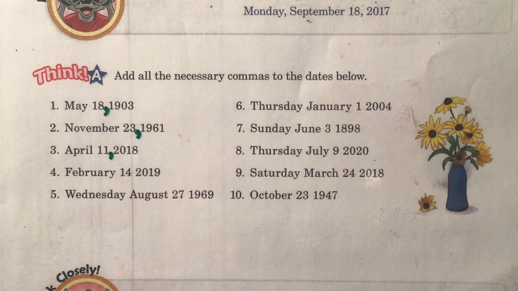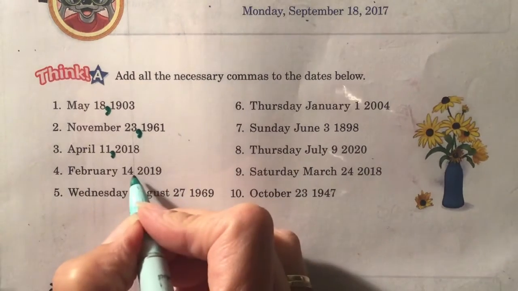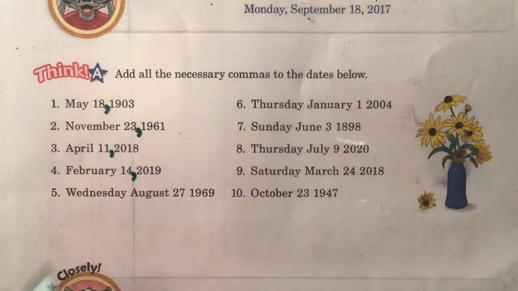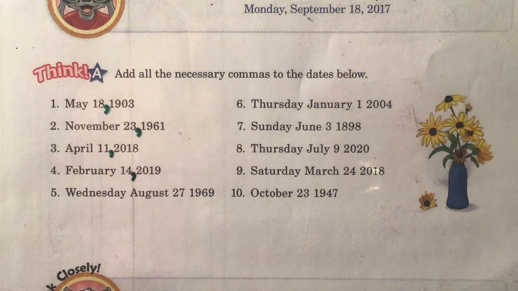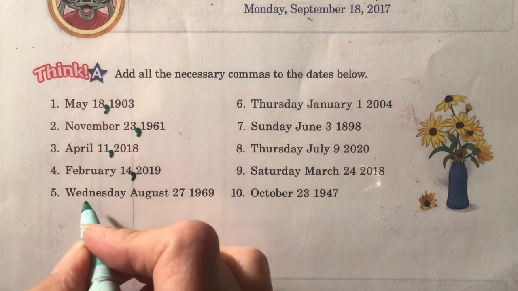Okay, we're back together. We're going to go over the answers quickly. You've already finished this section, and I'll go over it quickly, and you can check your answers. If you miss something, erase and correct it as we go. Here for number 4, you should have had a comma after the 14 before the year 2019.